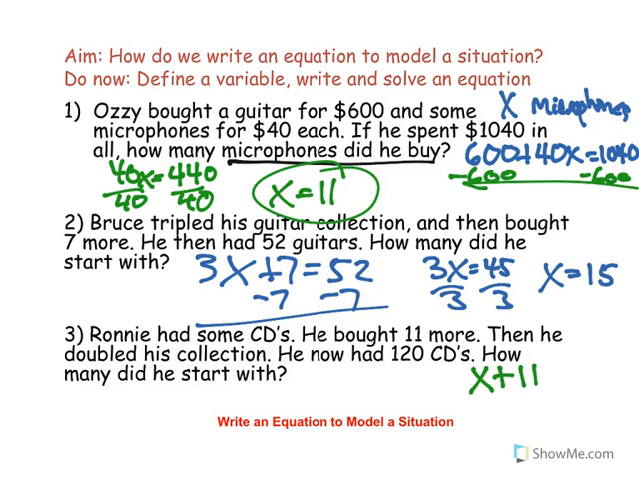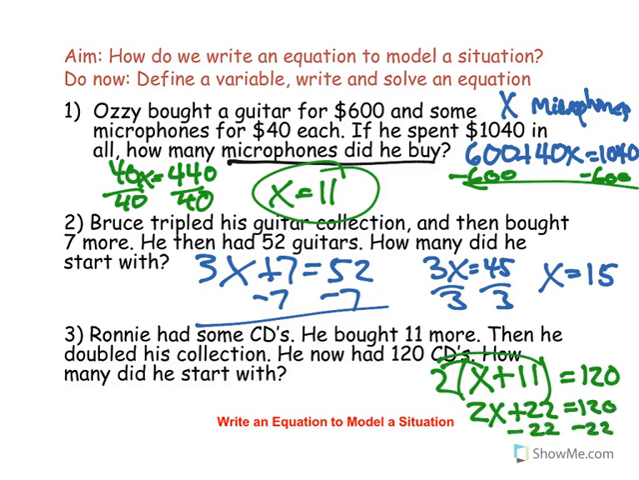Now he doubled his collection. Well, I can't double something without putting it in parentheses and multiplying it by 2. So I had X CDs, I got 11 more, now I doubled that. So it's 2 times the quantity X plus 11, which turns out to be 2X plus 22 equals 120, which is 2X equals 98. So when I divide by 2, I get X equals 49. And if we want to do a quick check, if we start with 49 CDs and buy 11 more, we've got 60. When we double that, we get 120.